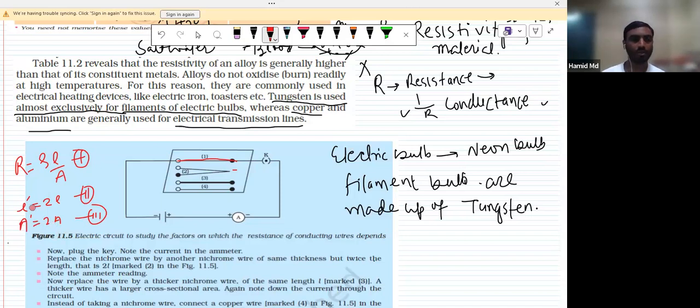So how will the resistance be changing? You have to set up an experiment and do it. In the lab, you may be doing it. Clear? Yes, sir.